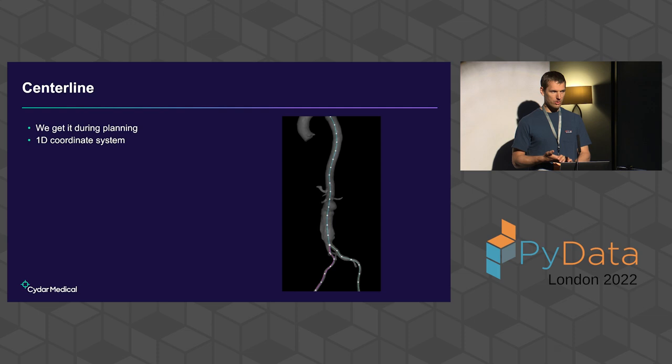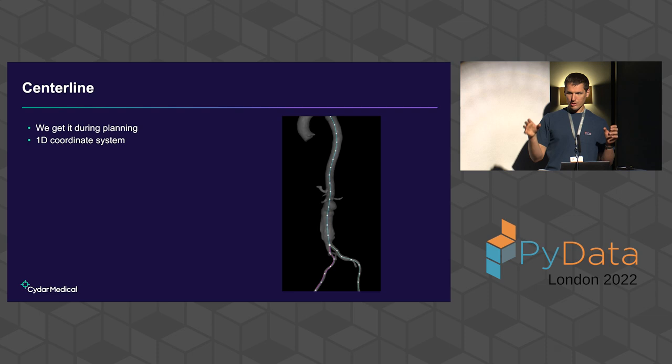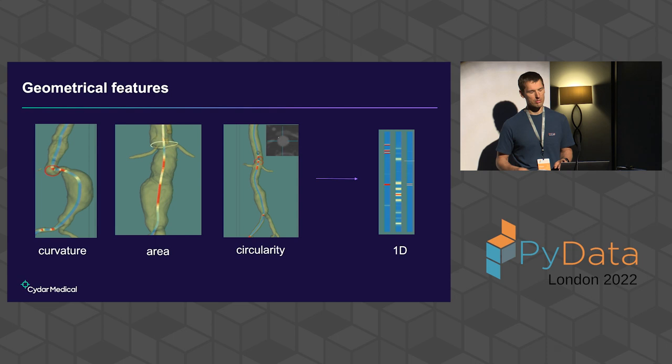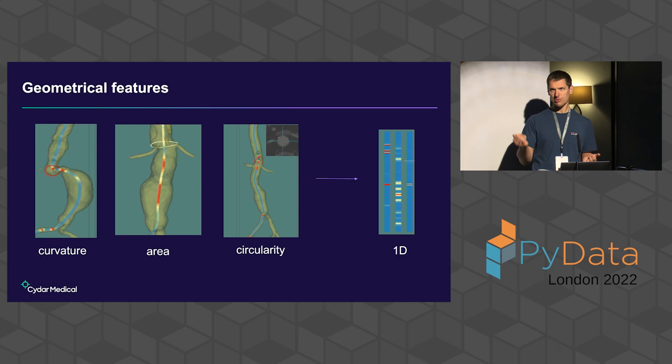Tomek already mentioned the center line or the skeleton, so we're going to use that because it's a useful 1D coordinate system that we can apply to all of the segmentations that we get from the CT scans. The second component of this is our geometrical features. So these are, you could call them, more traditional computer vision algorithms, which calculate geometrical features on the segmentation along the center line. Things like how bendy the aorta is, or what is the cross-sectional area of the segmentation along the center line again. So with this, we end up with a bunch of 1D features.